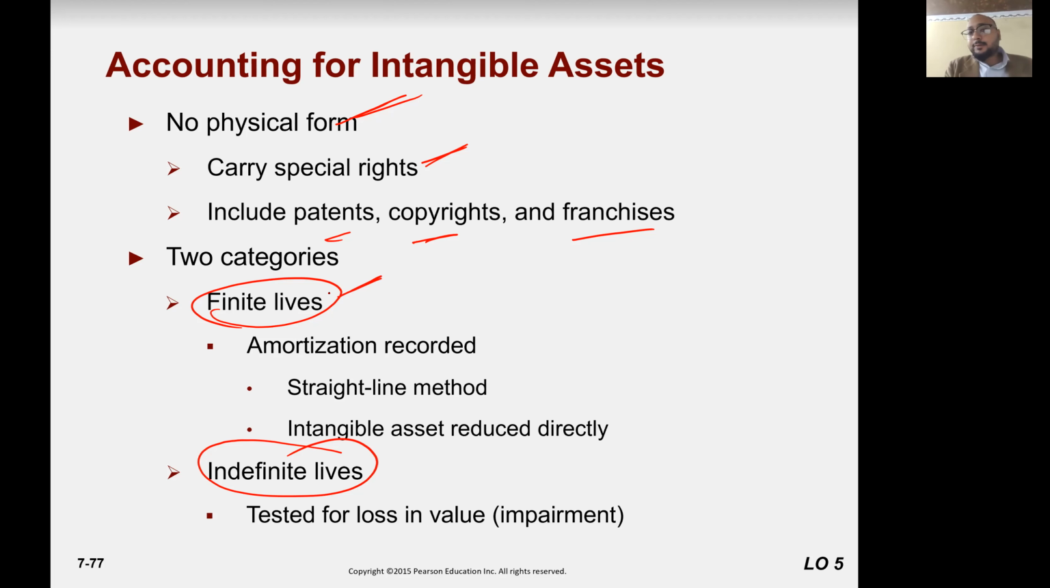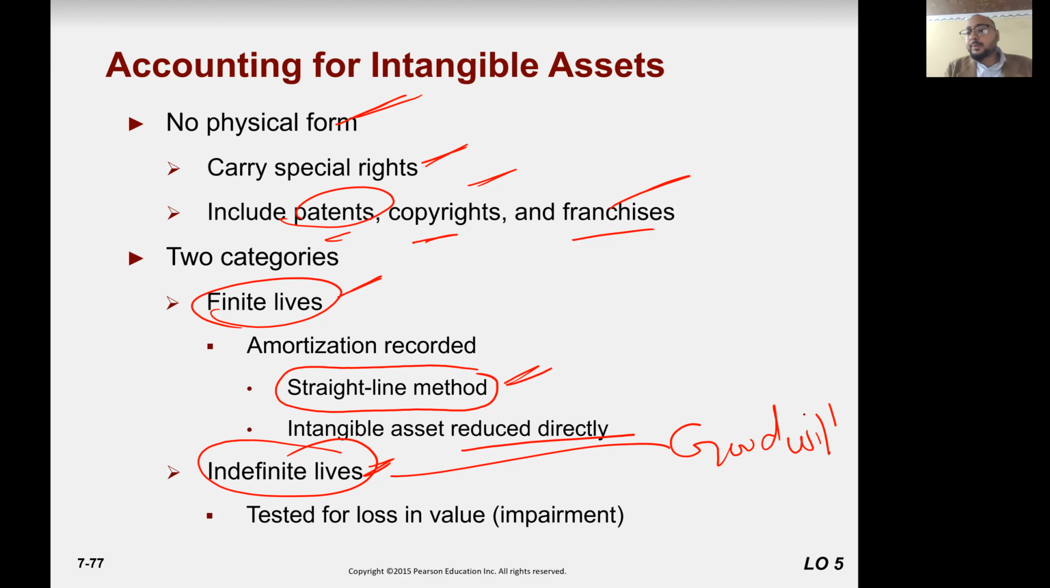For finite life, for example, copyrights is for 20 years, they have limited life. Franchise for 10 years or 20 years or 5 years. Patents also for 5 years, 20 years, they have finite lives. So we apply amortization, using the straight line method, or we can directly reduce the value. That's it.